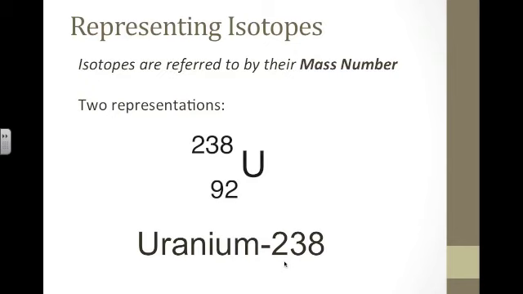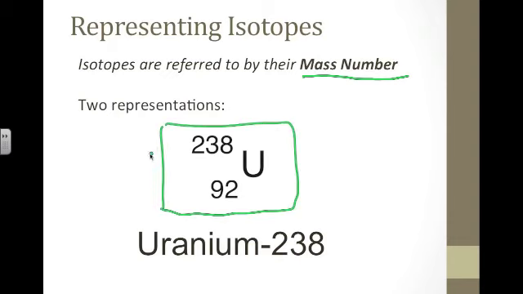As far as how we represent an isotope or distinguish between an isotope and just a regular atom, there are 2 representations that we can use, but they both depend on the mass number. Isotopes are always referred to by their mass number. The first representation is up here, and you see that it uses a superscript up top and a subscript on the bottom at the same time to represent 2 different pieces of information.